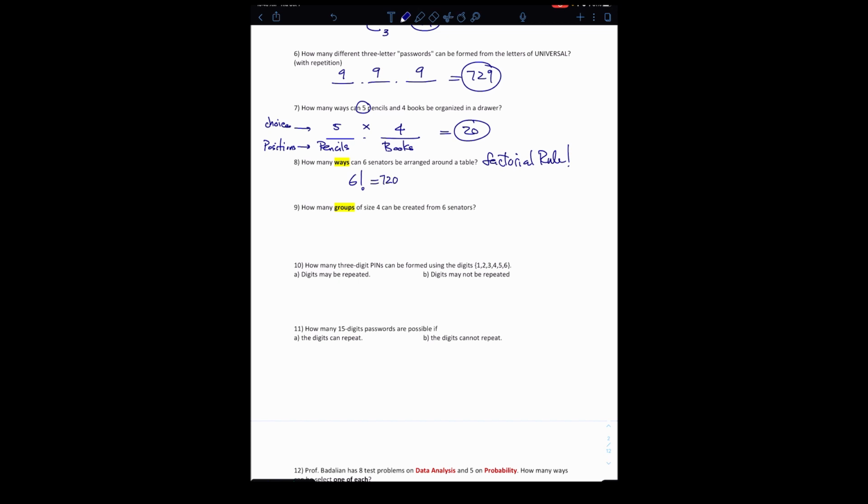Now, of course, if you didn't see that, you could have put 6 positions, 1, 2, 3, 4, 5, and 6, and say you have 6 choices, 5 choices, 4, 3, 2, 1, which behaves like a factorial anyway. So either way, you'd have gotten 720. But it's easier to use the shortcut way. All right, how many groups of size 4 could be created from 6 senators? The moment you see the word group, it reminds you that it's a combination problem. So this becomes combination of 6 choose 4, which is 15.